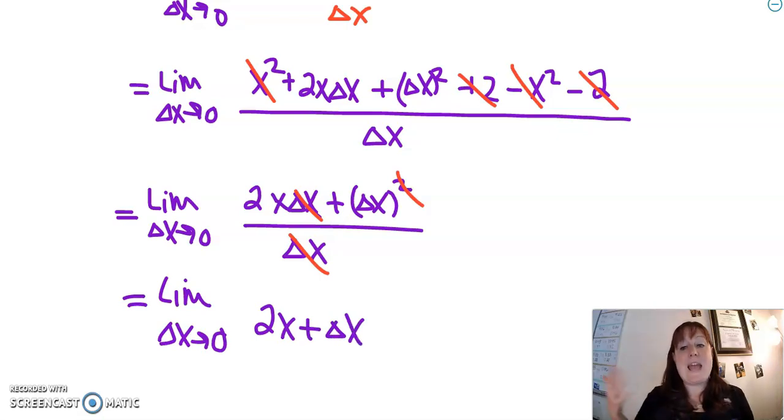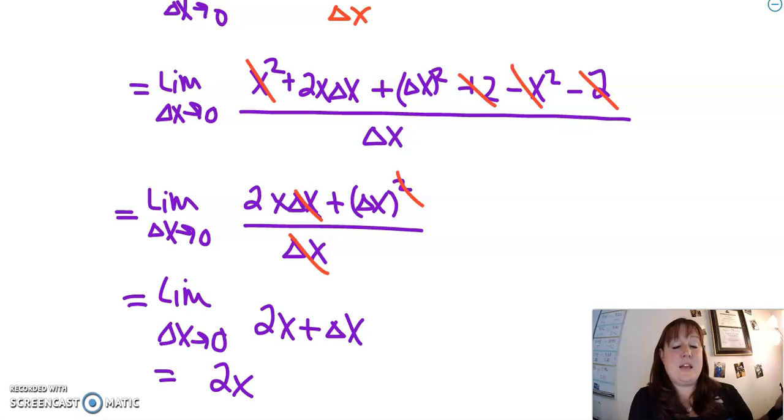Okay, now I can use direct substitution, can't I? I can say, all right, I'm going to put in 0 for change in x. And what happens? Well, when this goes to 0, that's going to go away, and this is just going to be 2x.